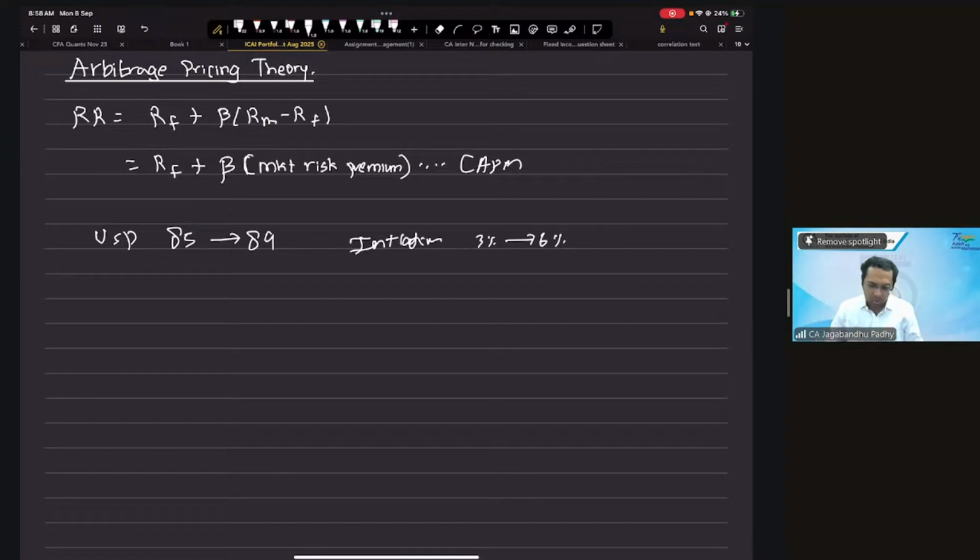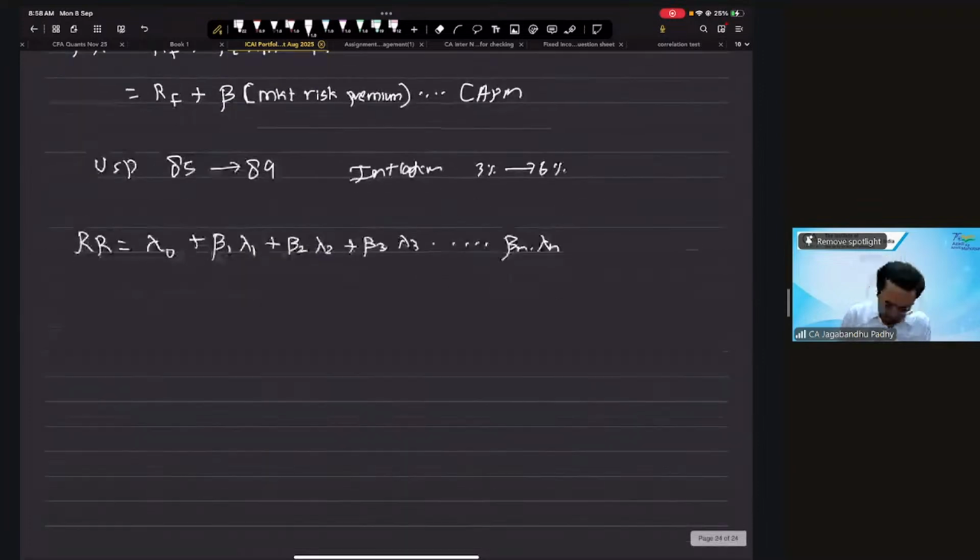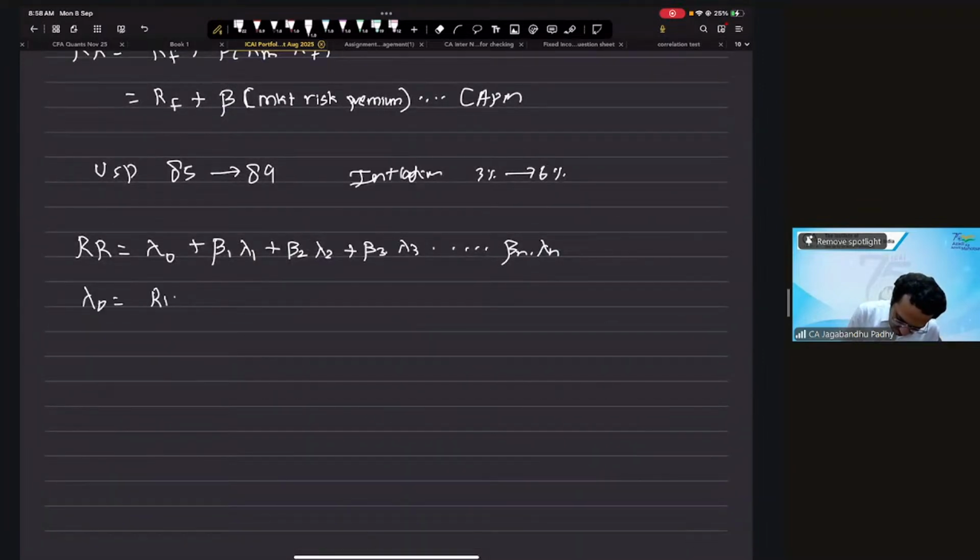So instead of having just one single beta, we can actually think of having multiple betas. So the required return, which arbitrage pricing theory states, is given as lambda 0 plus beta 1 lambda 1 plus beta 2 lambda 2 plus beta 3 lambda 3, and it goes on till beta n lambda n. What is lambda 0? This is the risk-free rate.